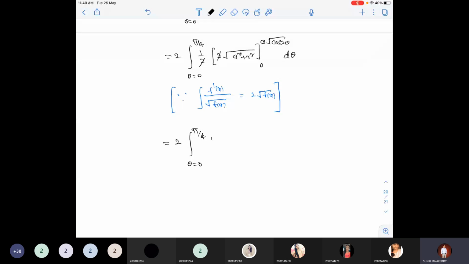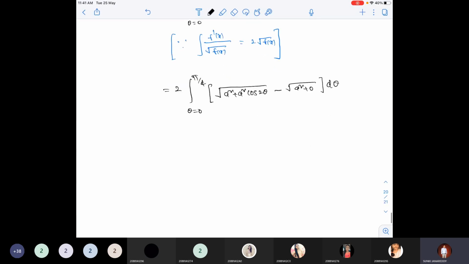Now first apply the upper limit. What is the upper limit here? Tell me. A root cos 2 theta. So here a square plus a square into cos 2 theta. The root and square get cancelled, cos 2 theta you can get here. Next, what can we get? Minus root a square plus 0. Yes or no? Into d theta.